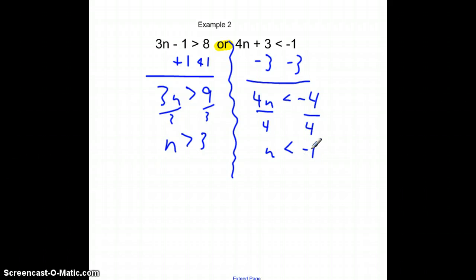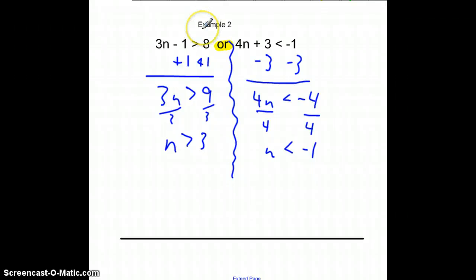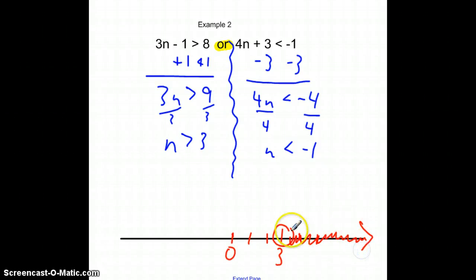So if you look at what we've got here, we're going to put this on a number line. Again, please use a ruler. Keep your number line nice and straight. We have an either-or situation. We need n greater than 3. Not greater than or equal to, but greater than, so we'll keep that open circle. It'll go all the way up to infinity. Or it could be n can be smaller than negative 1.